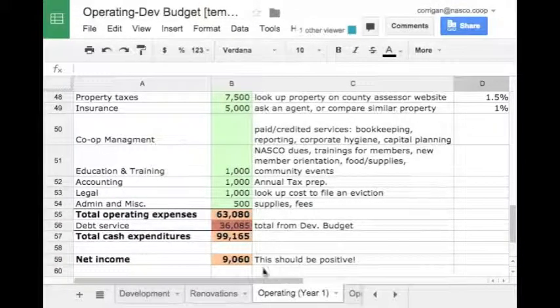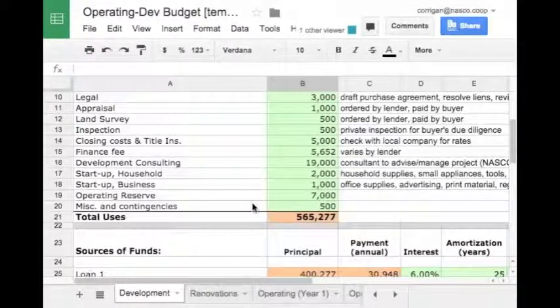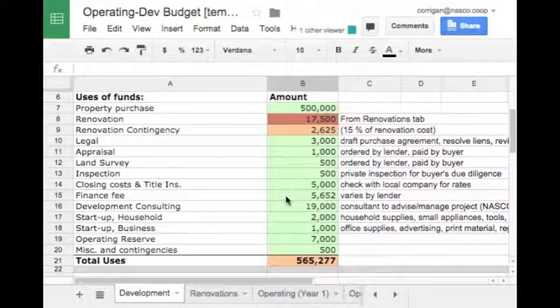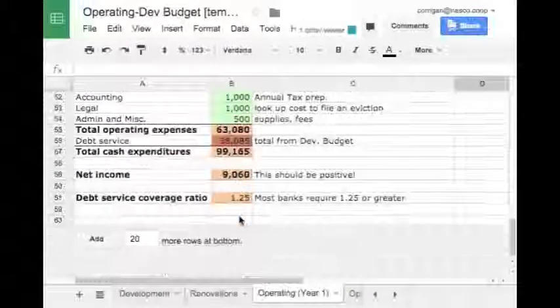As we mentioned before, at this point you can also go back to your development budget and examine your assumptions here. Maybe it means you want to buy a cheaper building, or maybe it means you can't do some of those renovations at the beginning. Or maybe you need to find someone with an interest rate that's a little bit lower in order to make it work. This spreadsheet's set up so that you can go in and change those assumptions and then come back and see how that affects your bottom line.